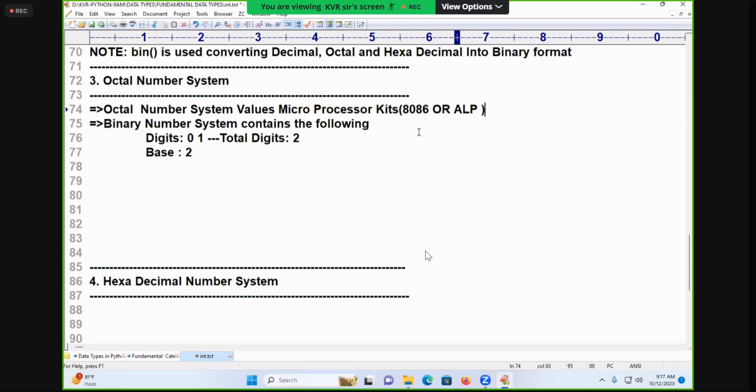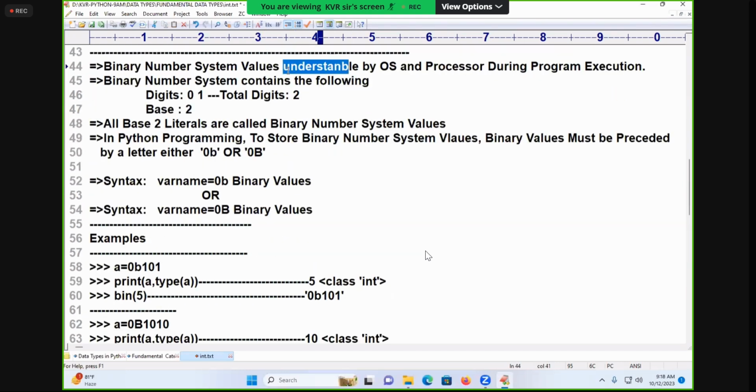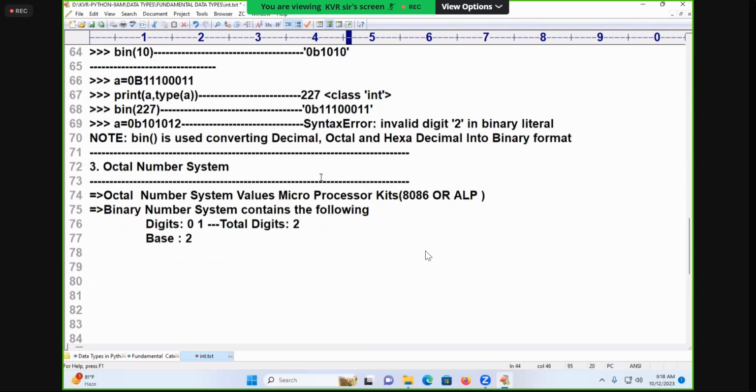Okay, students. In the microprocessor, there are LDA, STA, LHLD, SHLD, and 8-bit register, 16-bit register, 32-bit register configurations. Those instructions are different. But in the case of our Python coding, it is not necessary to worry about it. I'm just saying it for real-world purposes. Octal number system values are understandable by microprocessor kits. Here I need to write microprocessor kits.